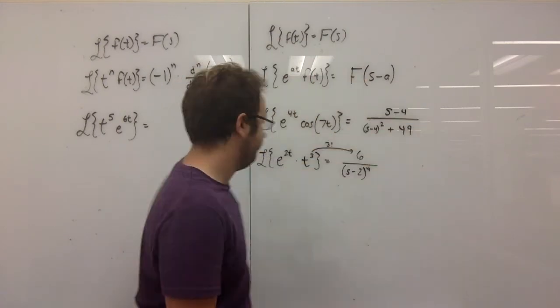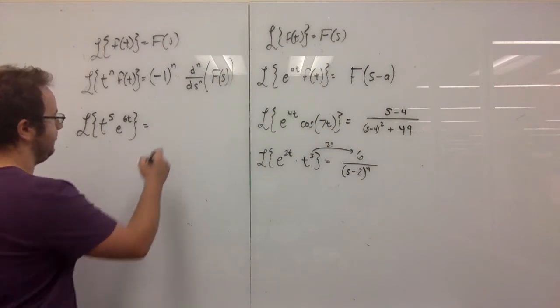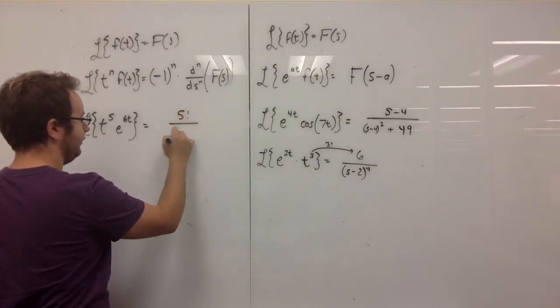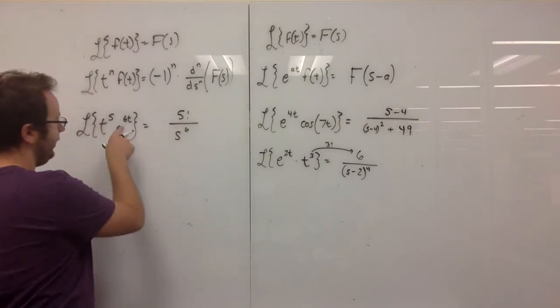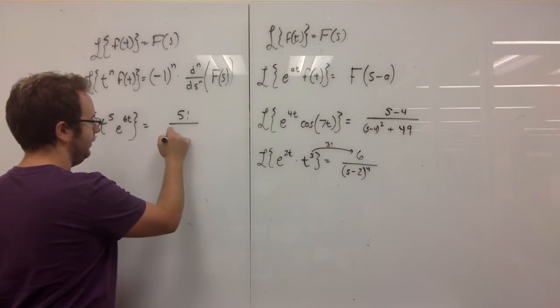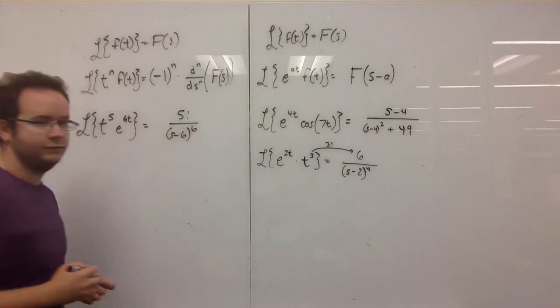Shift? Yes, shift. So the Laplace transform of t to the 5th is 5 factorial over s to the 6th, right? But because we have an e to the 6t here, this means we're going to replace this s by s minus 6. Does that make sense?